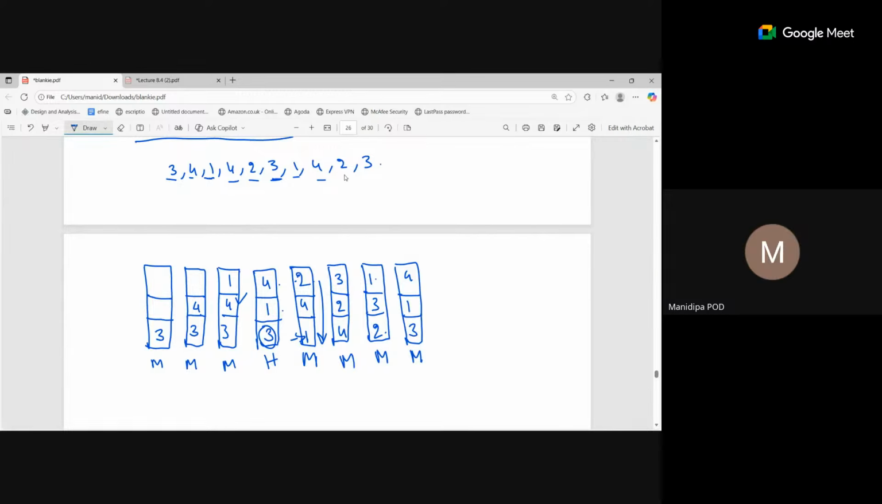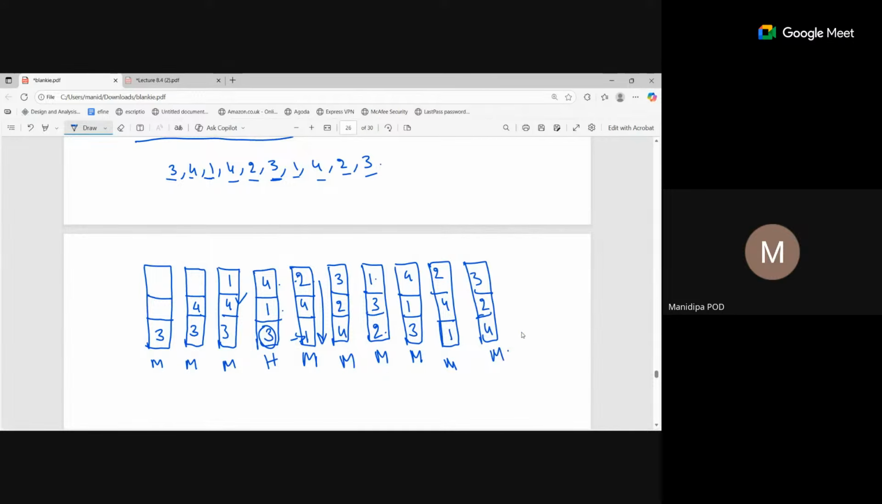This is also a miss. Next is 2. 2, 4, 1. Also a miss. Next is 3, so the order becomes 3, 2, 4.